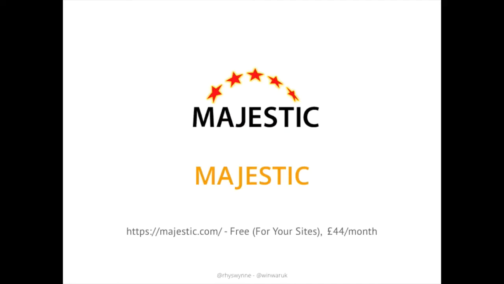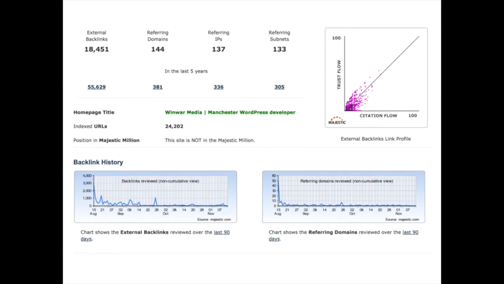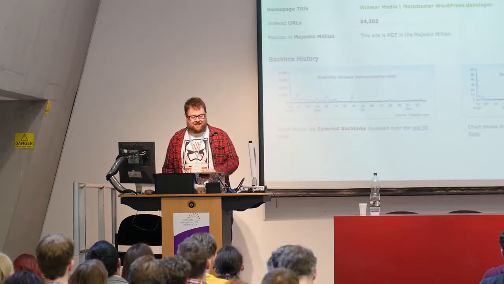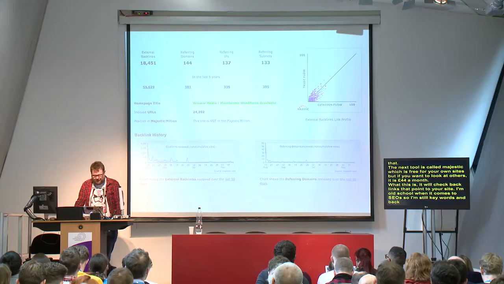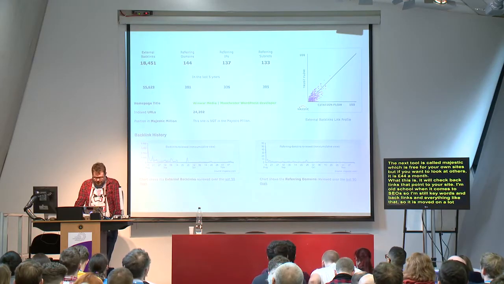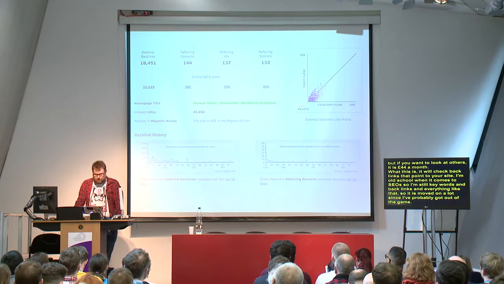Next tool is a tool called Majestic, which is free for your own sites, but if you want to look at other people's sites, it's £44 a month. It will check backlinks that are pointing to your site. I'm quite old school when it comes to SEO, so I'm still of the keywords and backlinks and everything like that. It's moved on a lot since I've probably got out of the game. But basically this checks the backlinks pointing to your site.